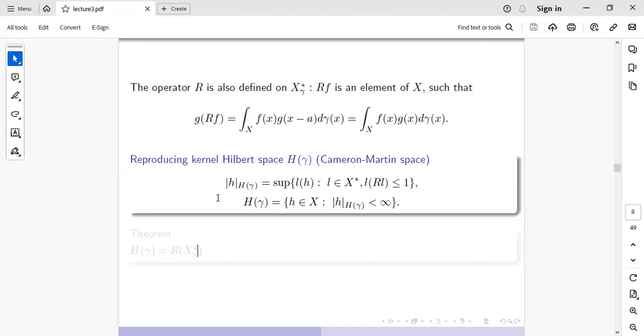And now I introduce the so-called reproducing kernel Hilbert space, or Cameron-Martin space. This is a set of vectors in the Banach space for which the so-called Cameron-Martin norm is finite. The Cameron-Martin norm is defined as a supremum of L of h over all functionals such that L R L is less or equal to 1. I remind that L R L is equal to the integral of (L of x minus L of a) squared d gamma x. So the Cameron-Martin space contains precisely the vectors for which such a norm is finite.